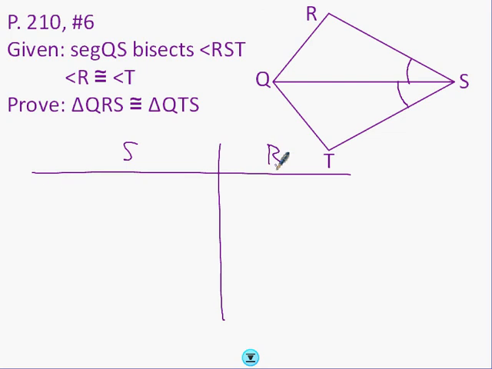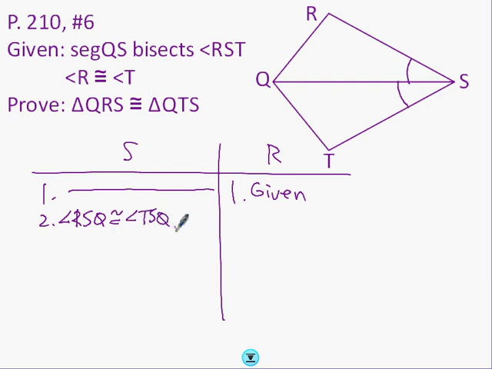statements, reasons. Our first statement is written right up here. The reason we know it's true is because that information is given to us. The second statement, okay, I got a little bit ahead of myself, but this is our second statement, that these 2 angles are equal to each other. Angle RSQ is congruent to angle TSQ, and the reason we know is because it's the definition of angle bisector. I'm just going to write the definition of bisect. It's what it means to cut something in half. The 2 parts are going to be equal to each other, or congruent.